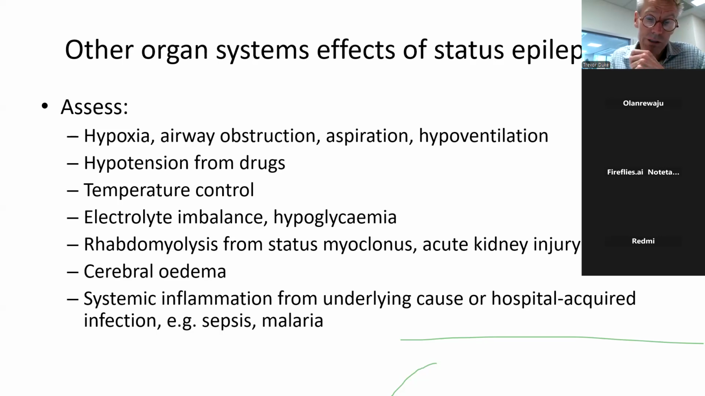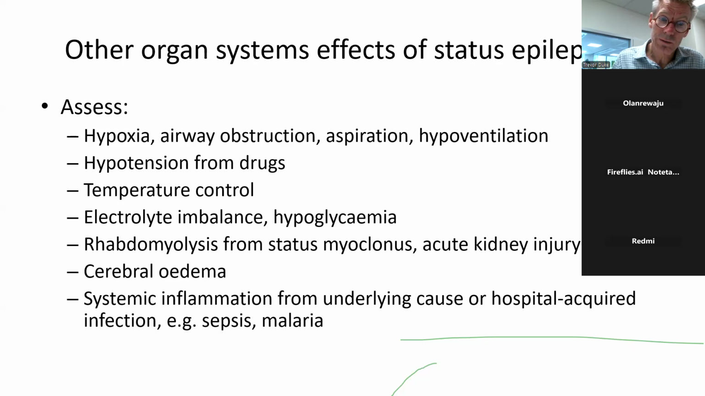Occasionally, you'll see children with status myoclonus or status epilepticus who have rhabdomyolysis. They've had seizures for so long. If seizures go for more than an hour, then a child is likely to have some degree of rhabdomyolysis because of the constant muscle contraction. It's a bit like running a marathon. The muscles get worked over time because of the status myoclonus, and that can sometimes lead to acute kidney injury. So you need to be sure that the child's kidneys are functioning well.